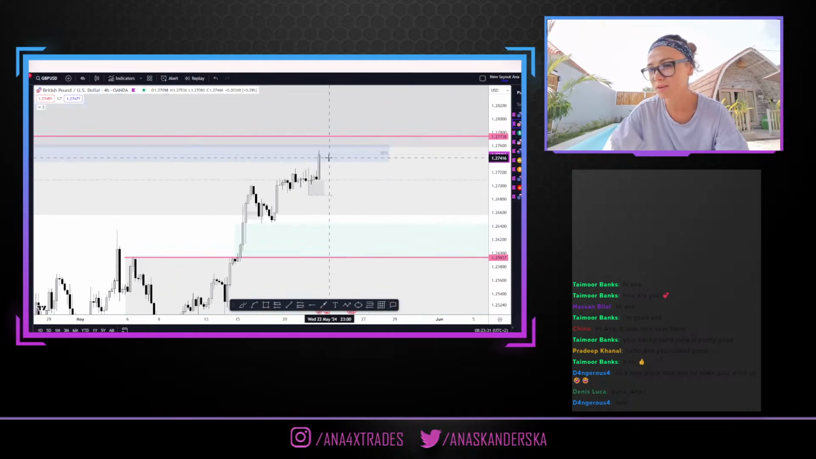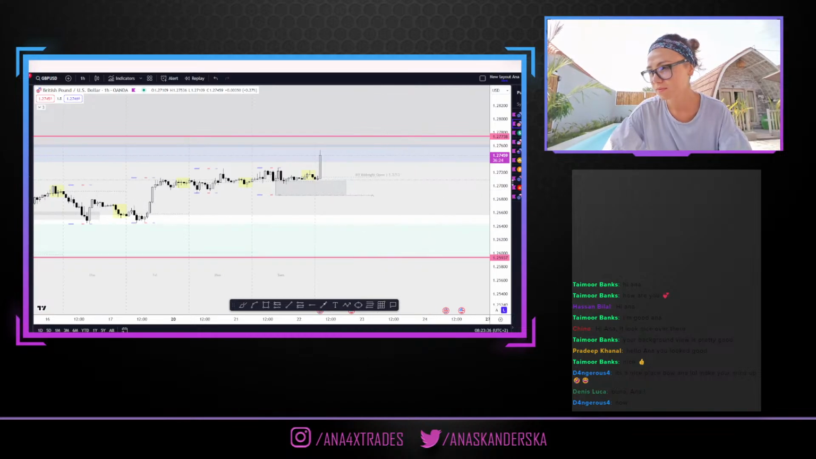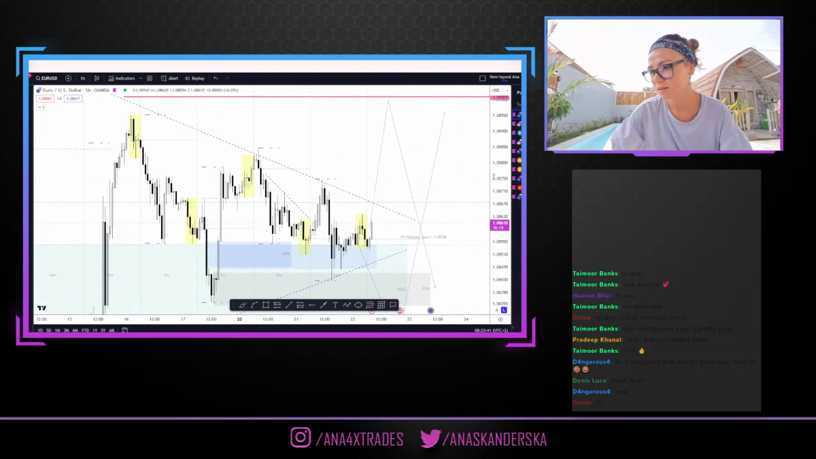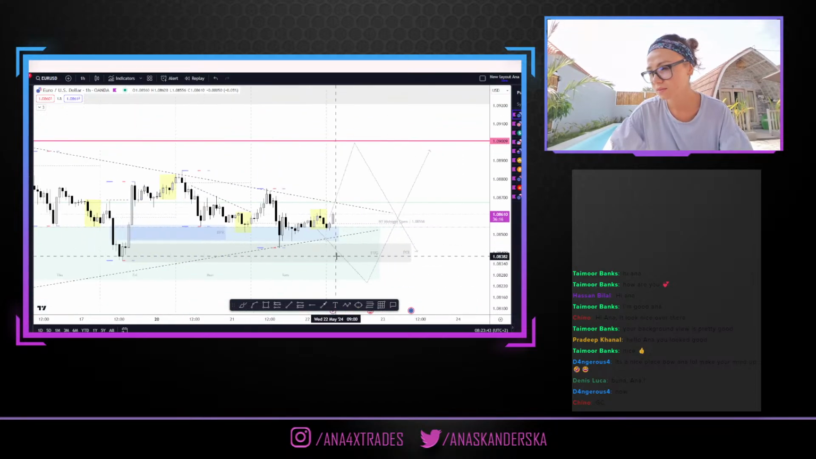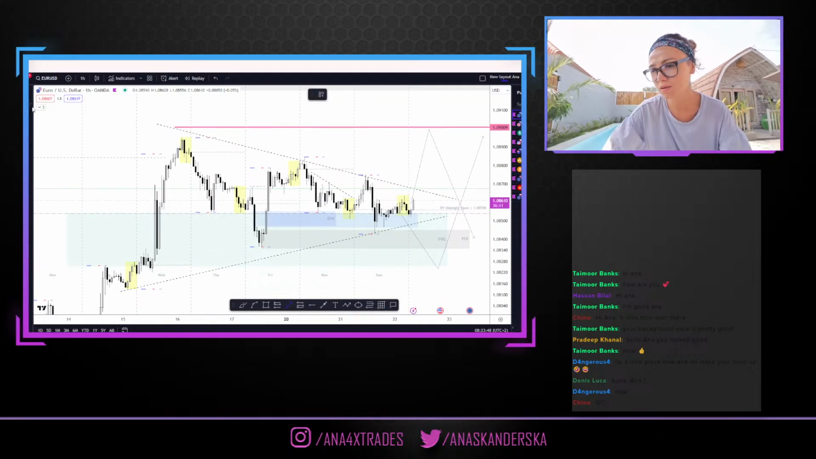I completely forgot about CPI for pound dollar today. But if we look at the structure, we can see that this low is still respected. Price created another balanced price range here, and it has been respecting it so far. So that's why I'm expecting to see a bullish move first that will target this trendline liquidity.